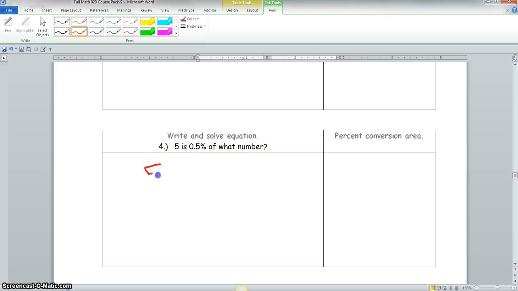It says 5 is 0.5%. We could change that to a decimal, which would be 0.005 of what number? So you know we'll divide each side by 0.005.